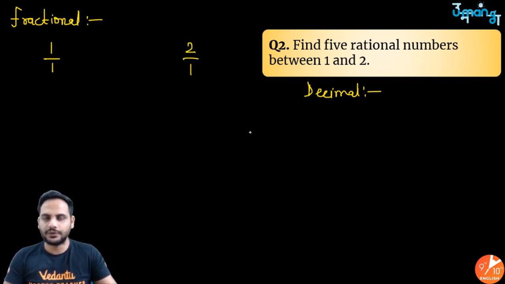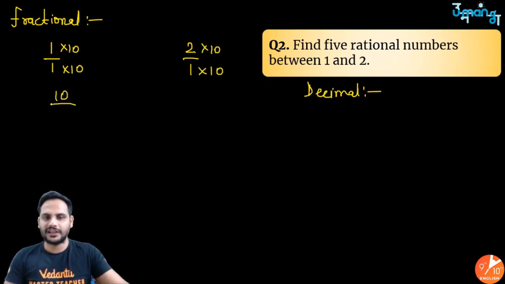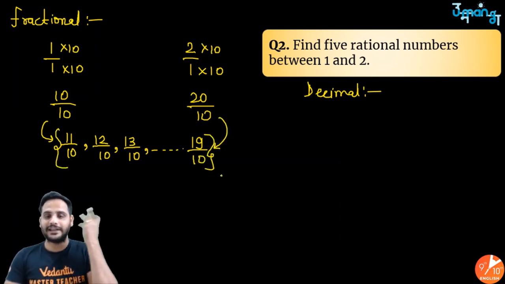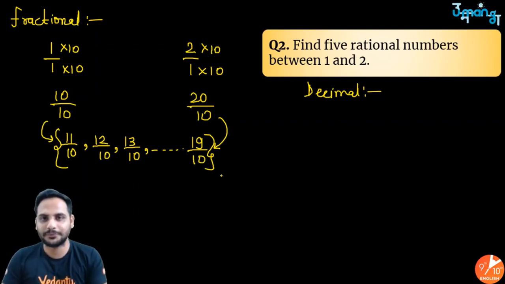Right. Now do one thing, multiply with 10 on both the sides. You can do that, right? If we do that, the number does not change. It is an equivalent fraction. So 1 can be written as 10 by 10, 2 can be written as 20 by 10. Right. So between them, now you have 11 by 10, 12 by 10, 13 by 10, 14 by 10, 15 by 10, 16 by 10, up to 19 by 10. So now you have total 9 numbers in between. Write any 5 you want.